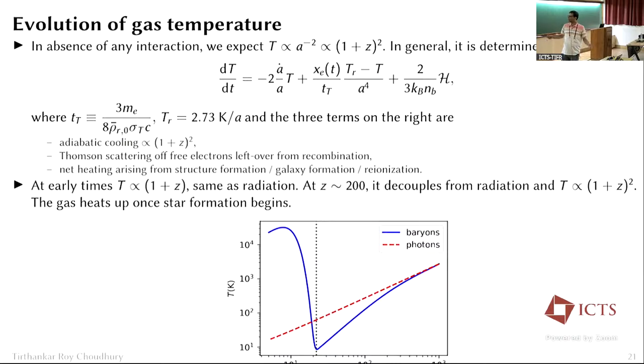As the density of the universe decreases, they decouple and the gas becomes colder than the radiation temperature, because the radiation temperature falls as 1 by a, while this one falls as 1 by a squared. It would have remained cold throughout, till the structures or the stars in our universe form, emit radiation, and heat up the gas. The temperature can then go as high as 10 to the 4 Kelvin if you are ionizing the universe. This is the evolution of the temperature, and that indirectly tells you how the Jeans scale evolves.